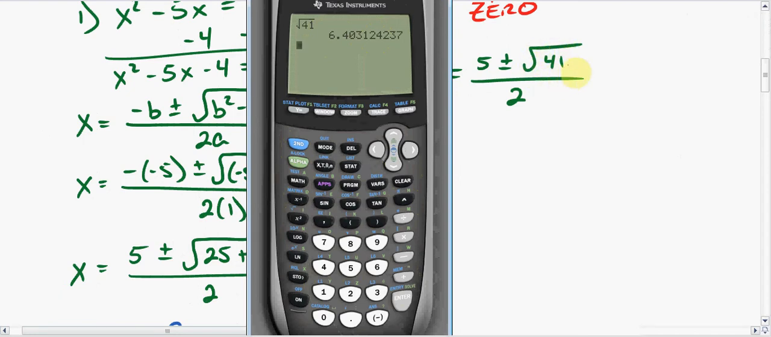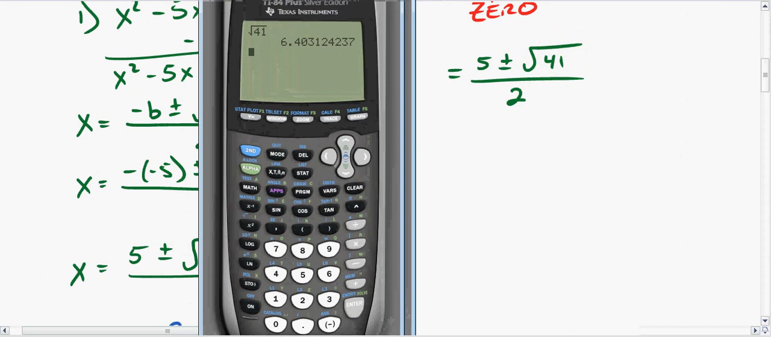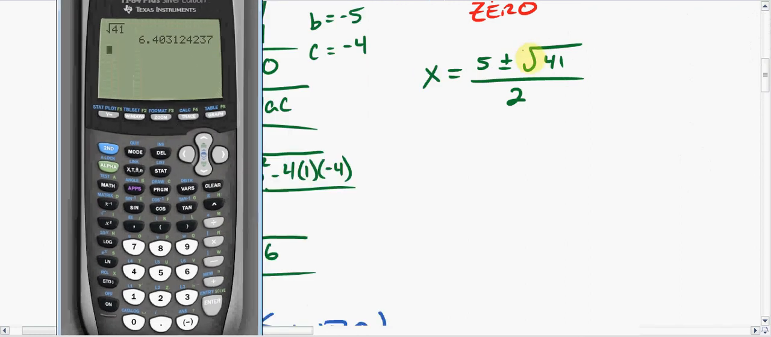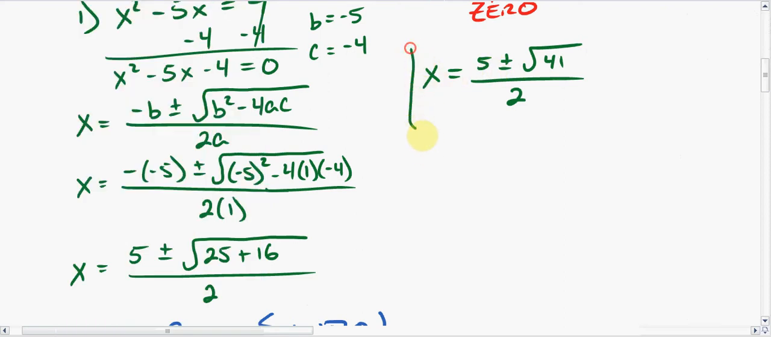But what you do want to see is if you can simplify the square root of 41, or any square root that you get here, because you want to have it in most simplified form. You want to make sure that that square root is simplified. Lucky for us, our square root is simplified, so the square root of 41 can't be broken down. So we're going to leave our answer just as this. Alright, where x equals 5 plus or minus the square root of 41 over 2.